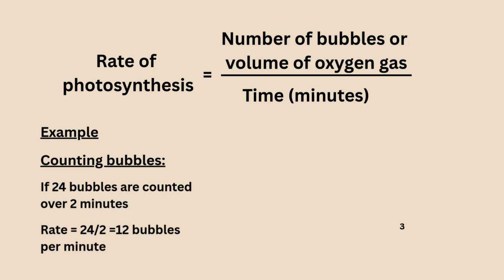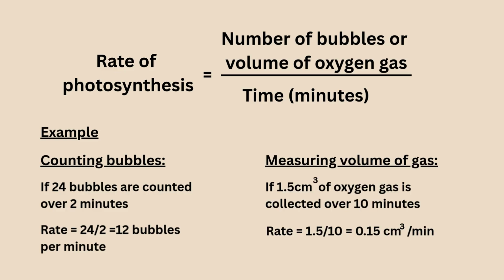So for example, if we're counting bubbles and 24 bubbles are counted over 2 minutes, then the rate will be 24 divided by 2, which is 12 bubbles per minute. If we are measuring the volume of gas and 1.5 cubic centimeters of oxygen gas is collected over 10 minutes, then it would be 1.5 over 10, which is 0.15 centimeters cubed per minute.